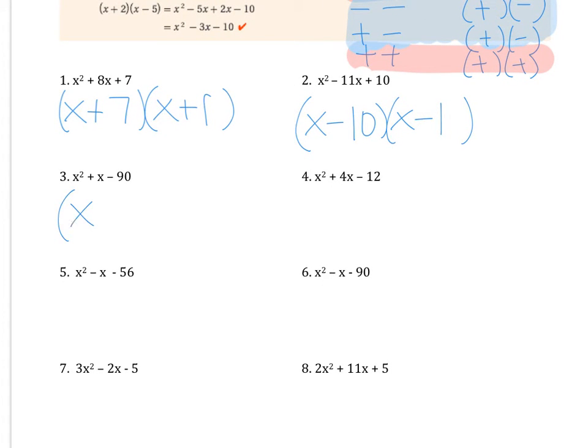Looking at the next one, I have a plus minus. A plus minus means I have a plus and a minus factor. So if I look at how I was trying to explain before, I'm looking at two factors of 90 whose difference would be 1, because the center term has to be 1. So two factors of 90, 9 and 10. Which one has to be positive? The bigger one, so that when you subtract them, you get a positive number.